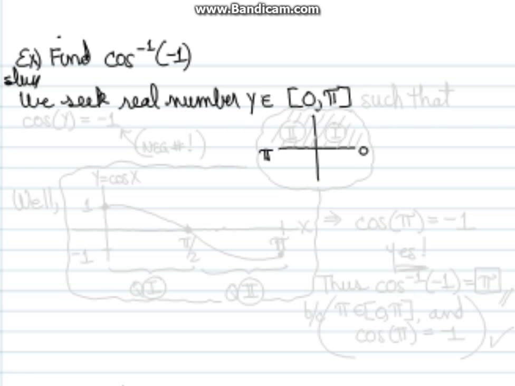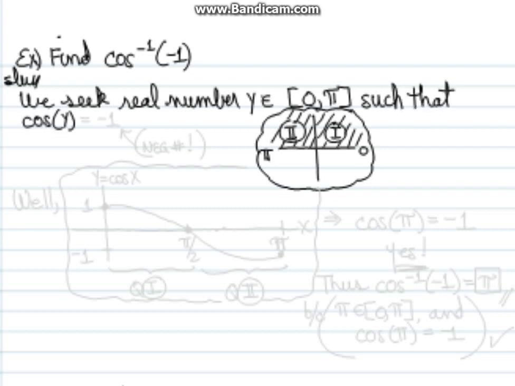0 to pi. That's either quadrant 1 or quadrant 2. Shade those regions. That's where our y value has to live, either 1 or 2. Such that, so we seek this y, such that the cosine of the y is equal to -1. Okay, so let's stop and think about this. -1. Before we go any further, let's stop.